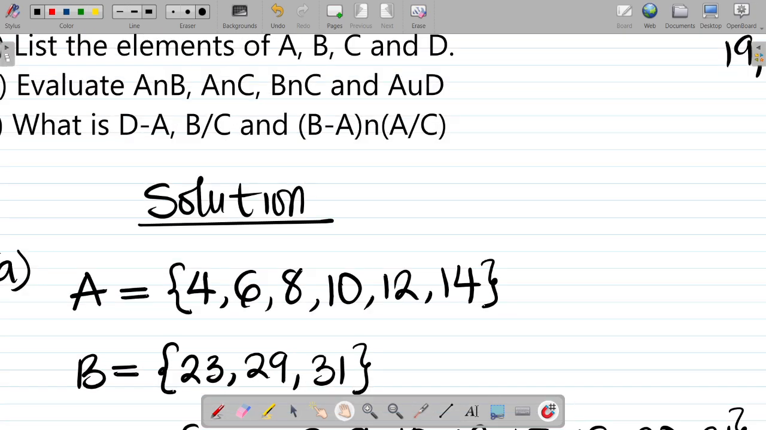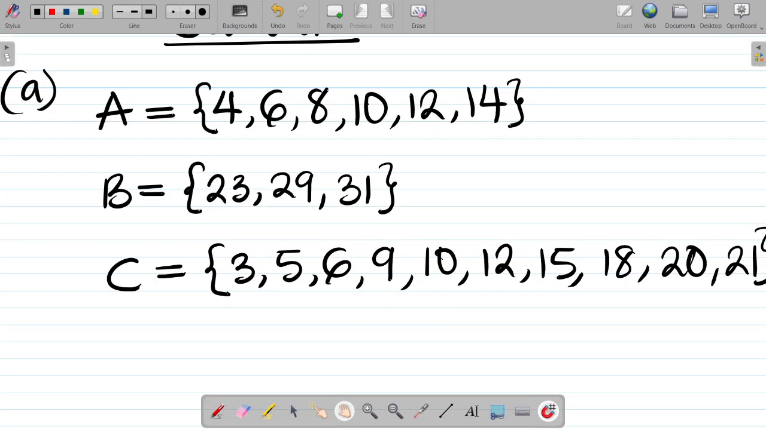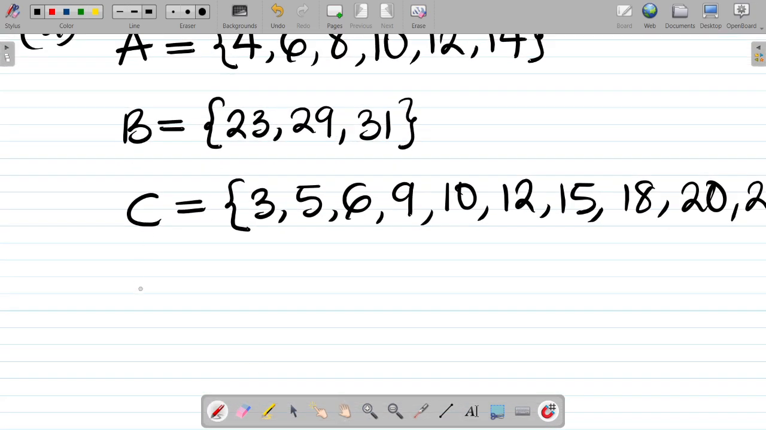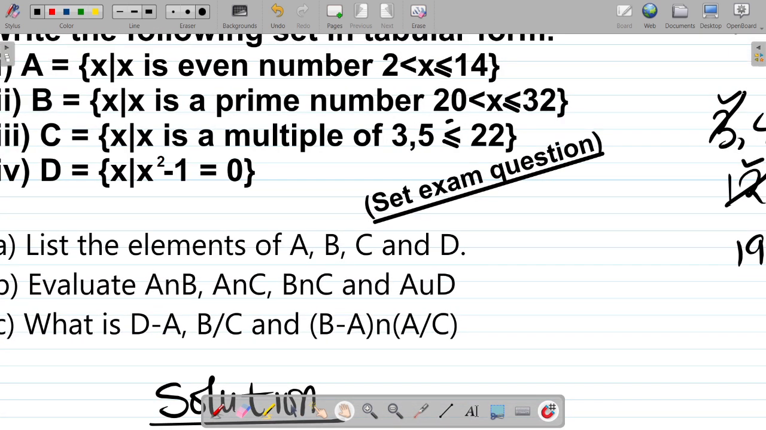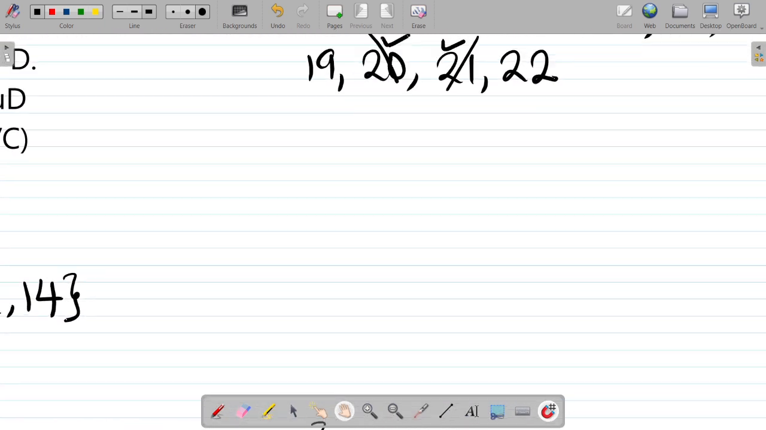Finally, let's look at the elements of D. For D, what do you have? For D, if you look at this, it said D is equal to X such that X squared minus 1 is equal to 0. That's the value of D, right? X squared minus 1 is equal to 0.